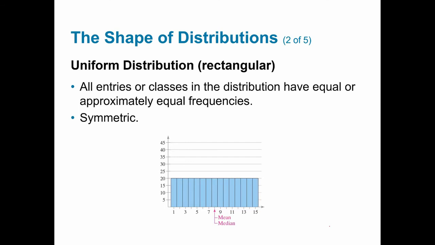A uniform distribution is a special symmetric distribution where all of the classes have equal frequencies. So everything is equal, everything is uniform. It's also known as the rectangular distribution. We're not going to talk a whole lot about uniform distributions because in the real world, most things aren't perfectly even.